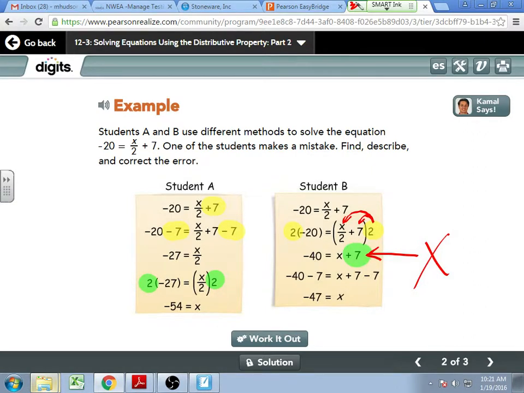Wait, so they're wrong? Student B is wrong. They're the ones who make the mistake. It happens right there. So the multiplication was fine. They could have multiplied. It would have been okay if they did it correctly. Wait, I don't understand. Oh, it's negative 20. Never mind. That's where your issue was coming in. Is the negative 20? Yeah, over there on student A, I thought it was a positive 20. That's how they would get negative 27. Alright, there we go. I'm good. Questions?